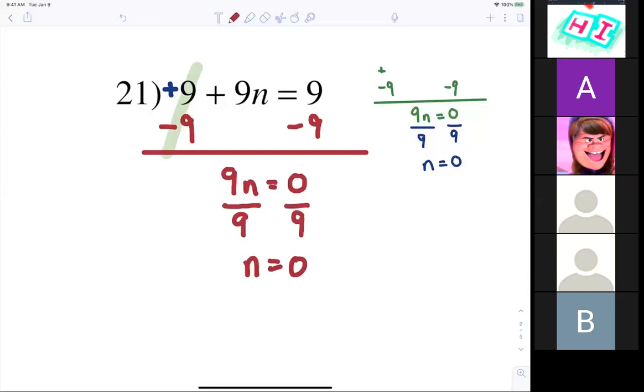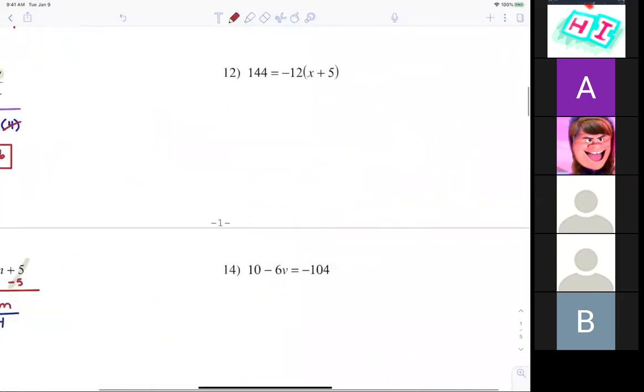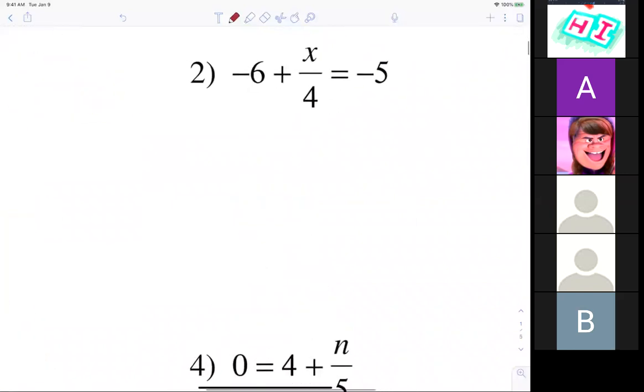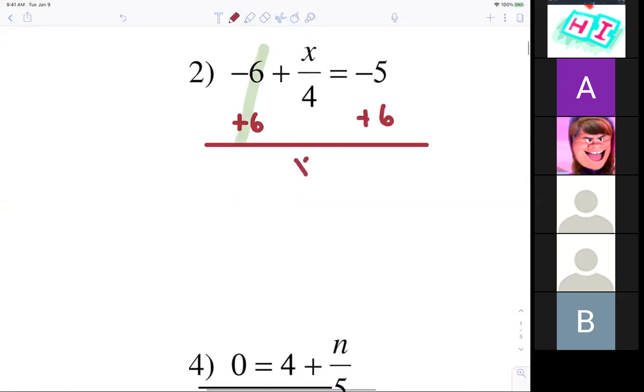All right. Now let's get Harrison back up. Let's look at number 2. On this one, it's a minus 6, right, Harrison? So all we do is we add 6 to both sides. Then these guys cancel. So I have x over 4 equals 1. Okay. Thank you.